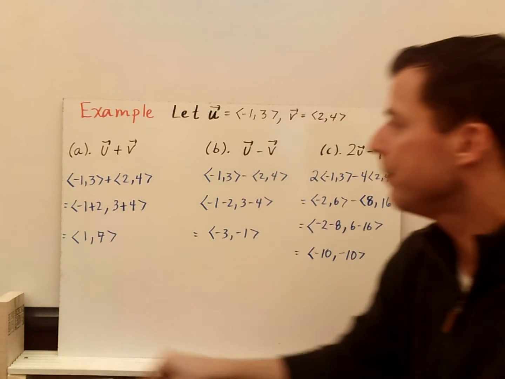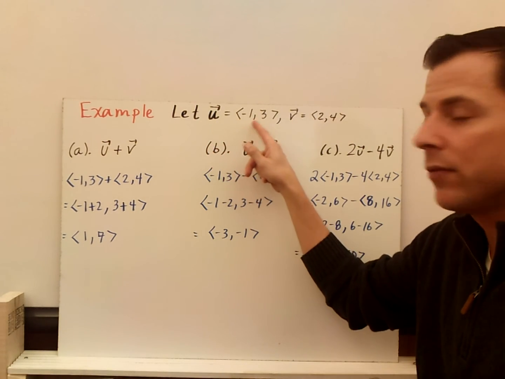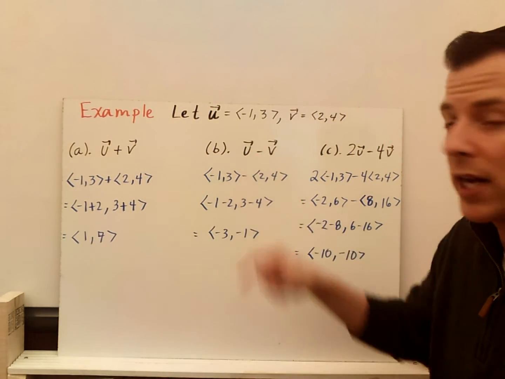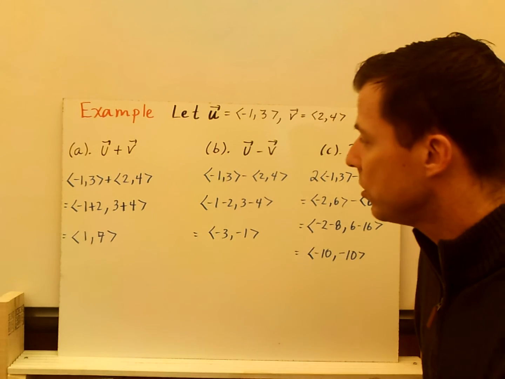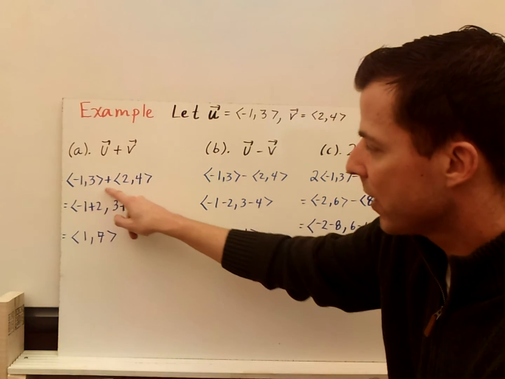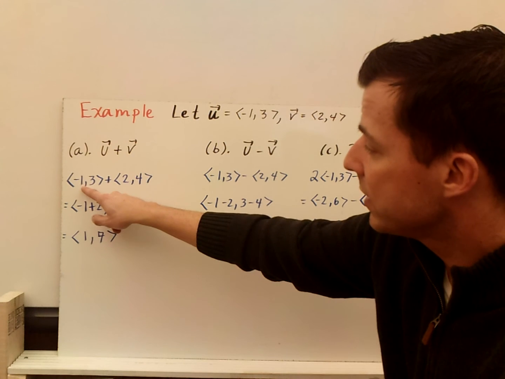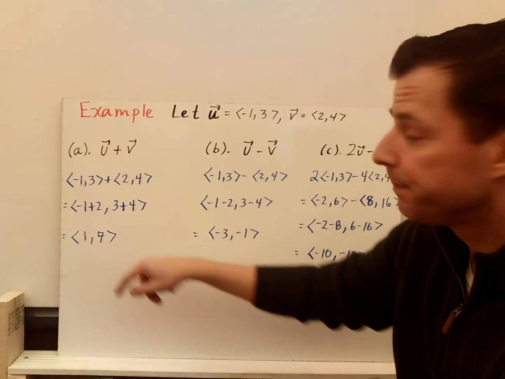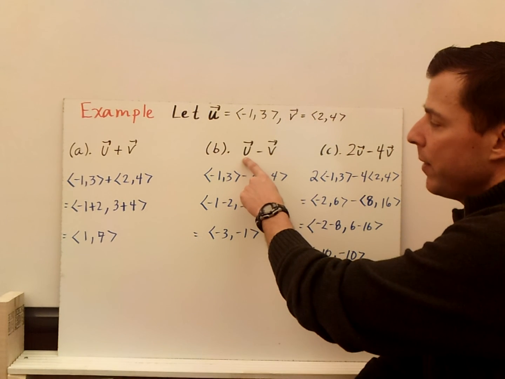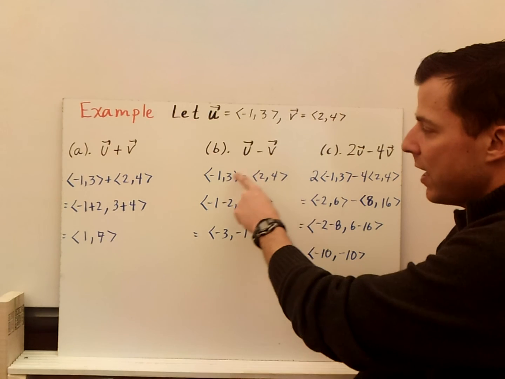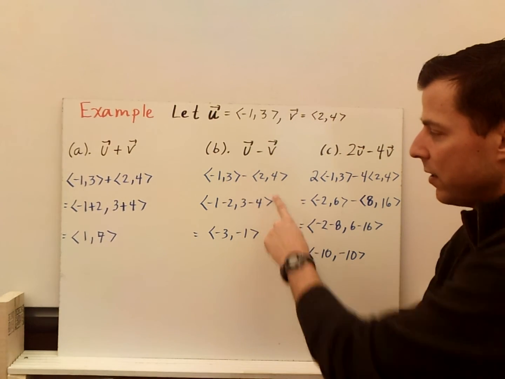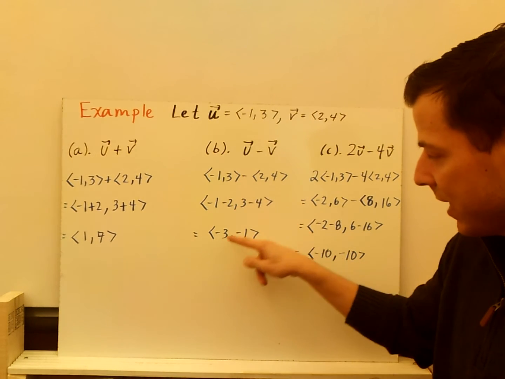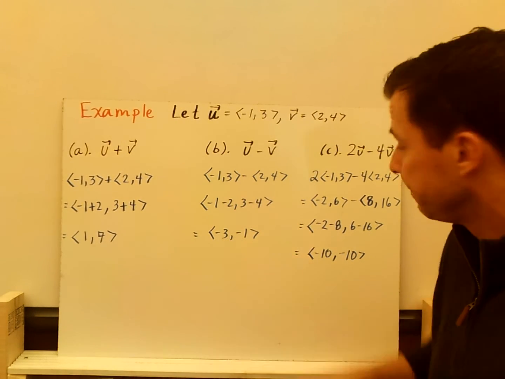Now we'll do one more example. Let u equal -1, comma 3, and v equal 2, 4. So I wanted addition of the 2, subtraction of the 2, and a combination of the 2. So u plus v, I write u, I write v, and I add my same components, -1 plus 2, 3 plus 4, so I get 1, comma 7. Part B, vector u minus v. I take -1 minus 2, 3 minus 4, and I get -3, comma, -1.